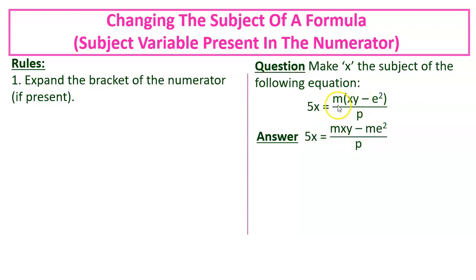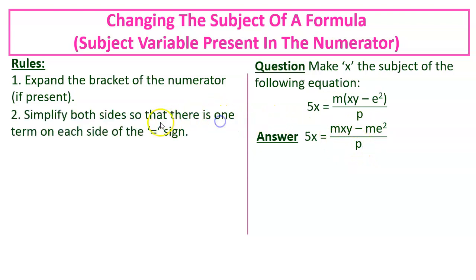We multiply this monomial with this binomial. m times xy is mxy, minus m times e to the power of 2 is minus m e to the power of 2, and this is the numerator and the denominator is the common denominator, that is p. Okay. Rule number 2, simplify both sides so that there is one term on each side of the equal to sign. We are seeing there is one term on each side of the equal to sign. If there were multiple terms, we would have to simplify so that each side contained only a single term.